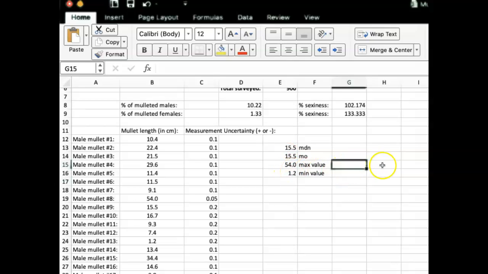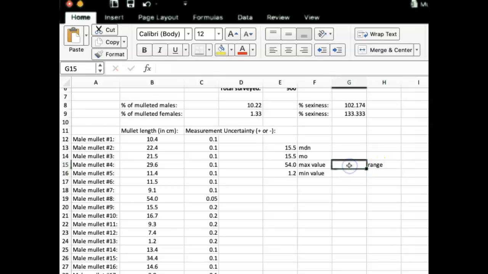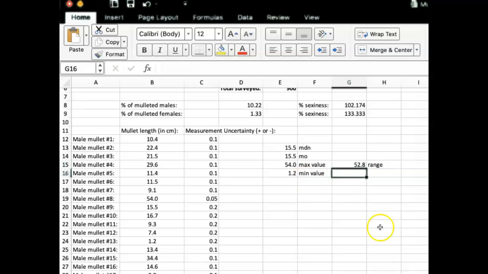Another thing, if you really wanted to list the range in a subtraction form, it's pretty easy. All you have to do is say equals this cell minus that cell. And then you can see that the range, at least in terms of subtraction, is 52.8 centimeters. So all kinds of different things that we can set this program up to do. Let's do one more, and then we'll go to the discrepant event.